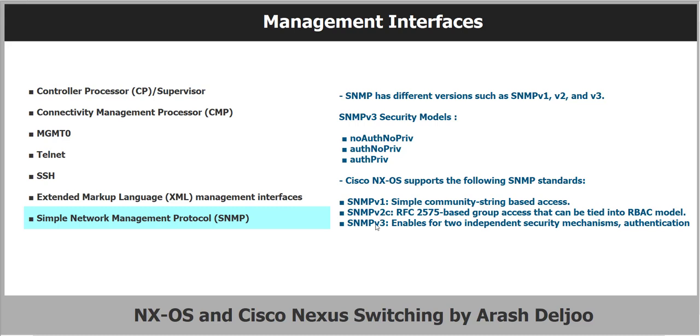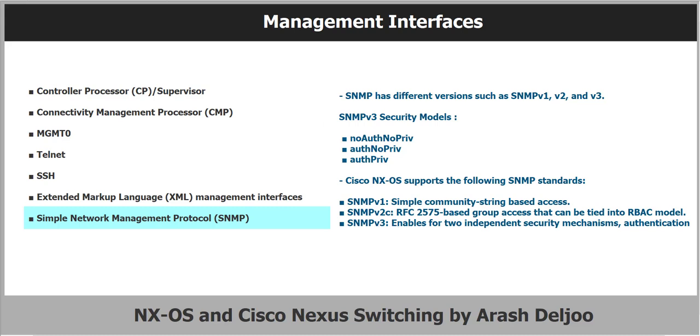Okay, and then SNMP version 3. It enables two independent security mechanisms. Authentication means hashed message authentication leveraging either the secure hash algorithm SHA or the message digest 5 MD5 algorithm, and also encryption with data encryption standard or DES as the default, and advanced encryption standard or AES, to ensure secure communication between the NMS or network management station and the NX-OS device. Both mechanisms are implemented in our scenario in this video.